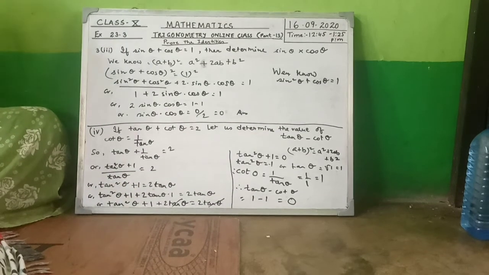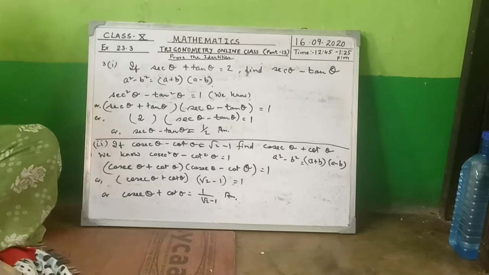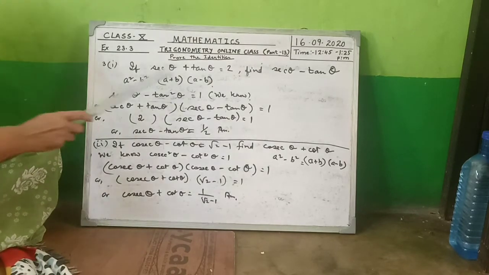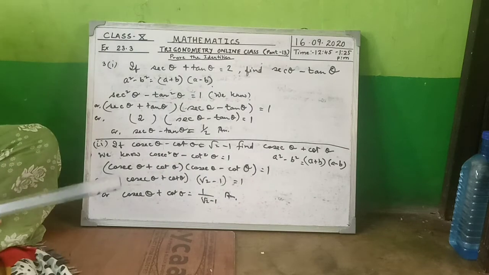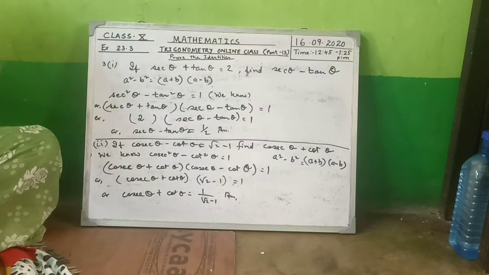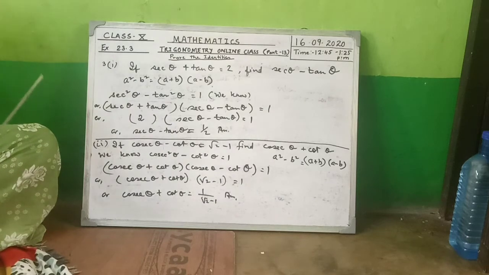Now I am coming with some more applications. Now another application, if sec theta plus tan theta is equal to 2, find sec theta minus tan theta. We know a formula, a square minus b square. What is a square minus b square? a plus b and a minus b.